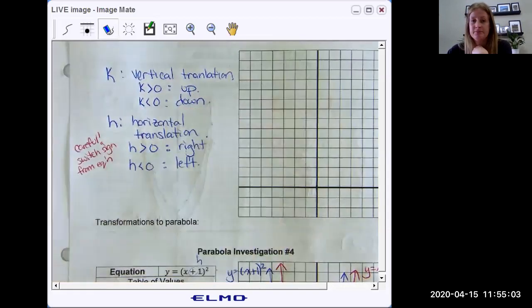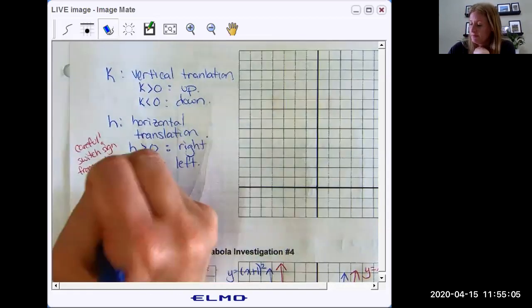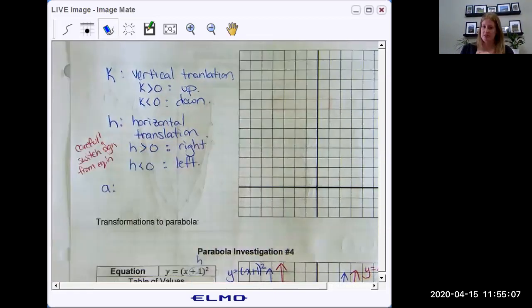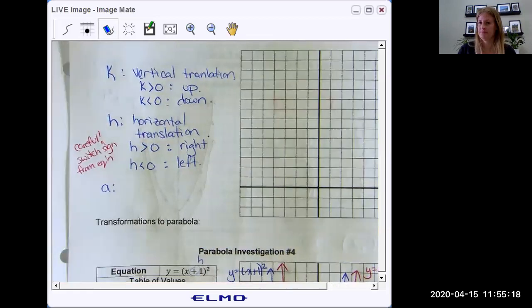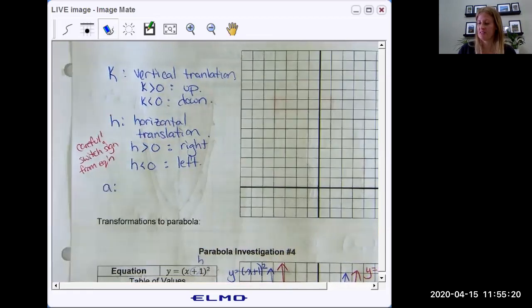We're going to come back to this in 1 second. We're going to move on and look at some transformations involving A. I'm going to move this in 15 seconds.